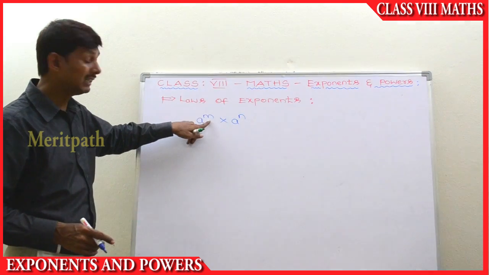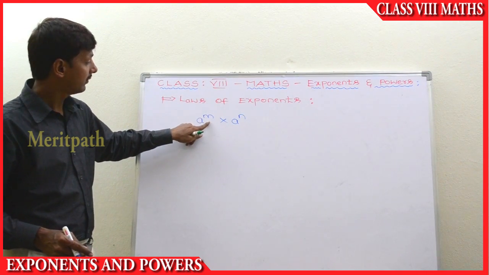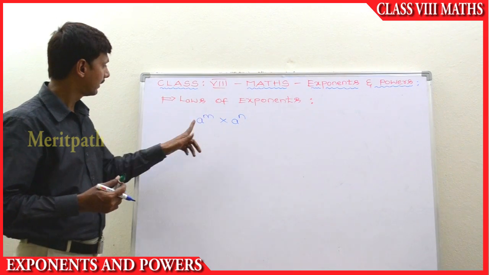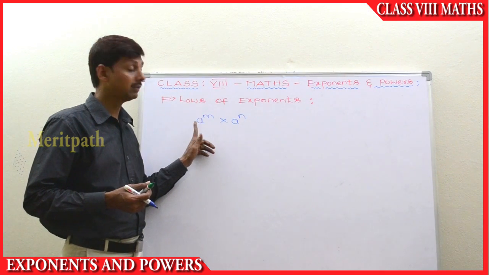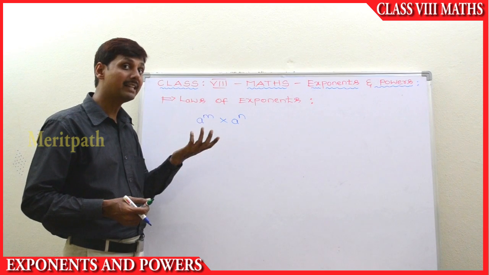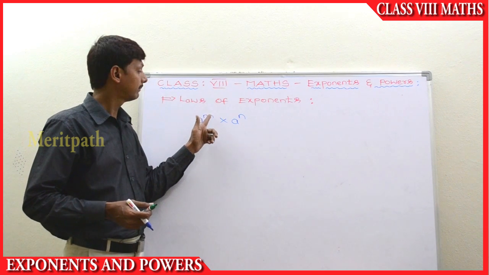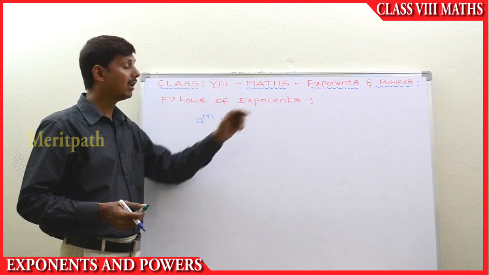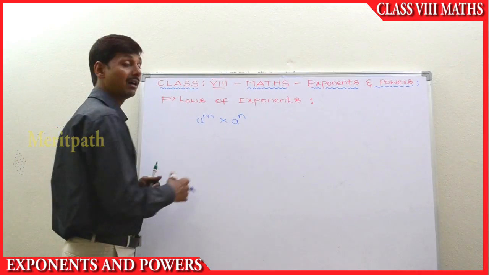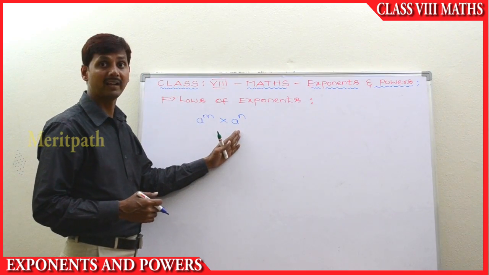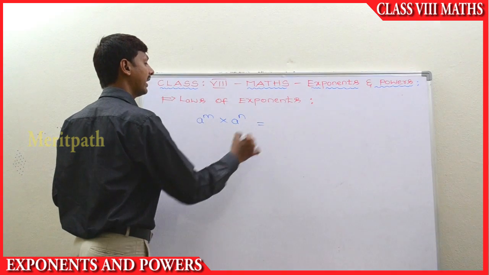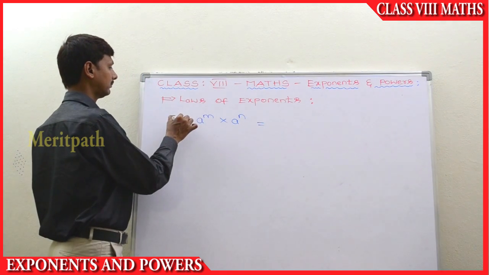Here the variable is raised. We have taken m and n. The base is the variable, and when the base is raised, the variable is raised to a power, we call it the exponent. So m and n are exponents because a is a variable. So a power m into a power n.